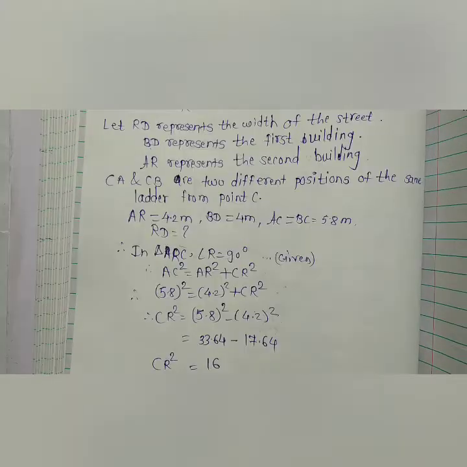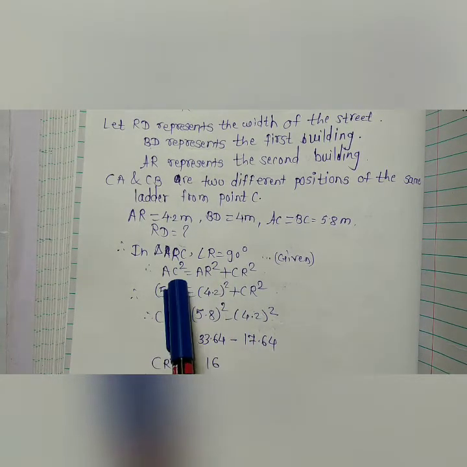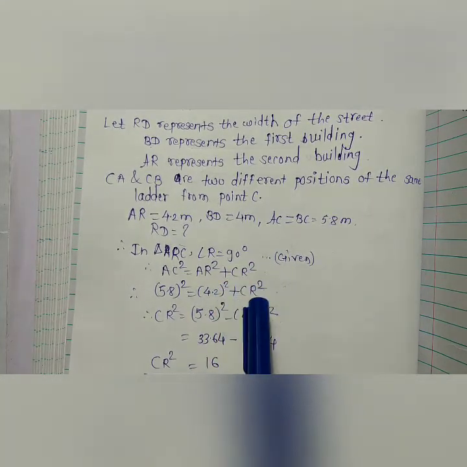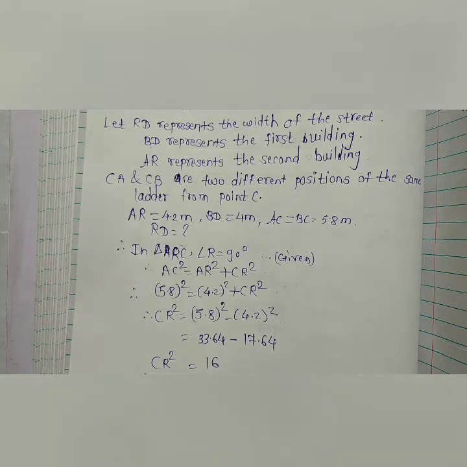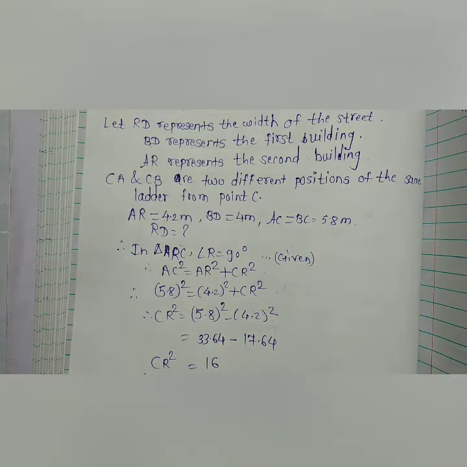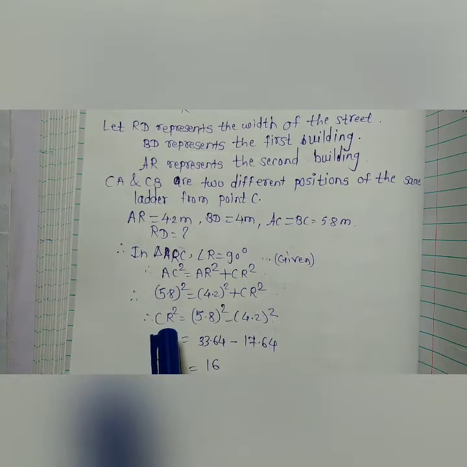By substituting the value of AC as 5.8 and AR as 4.2, we find RC. Actually we need to find the value of RD, but RD is the sum of RC plus CD. Therefore first find the value of RC, next find the value of CD, and by adding RC and CD we get the value of RD, that is the width of the street.